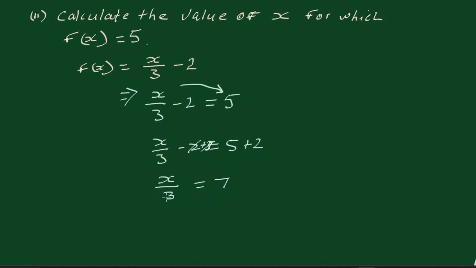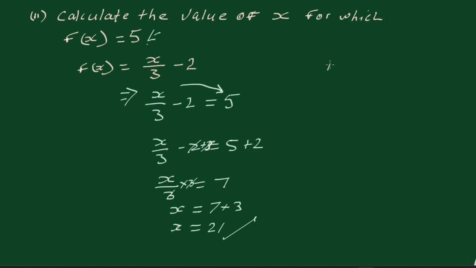Now I need to get rid of the 3 to leave x by itself, so I'll multiply by 3 on both sides. Multiplying by 3 will eliminate the 3 and leave an x by itself. I do the same on the other side. I'll multiply 7 by 3. So x equals 21. So the value of x which gives an output of 5 is 21.